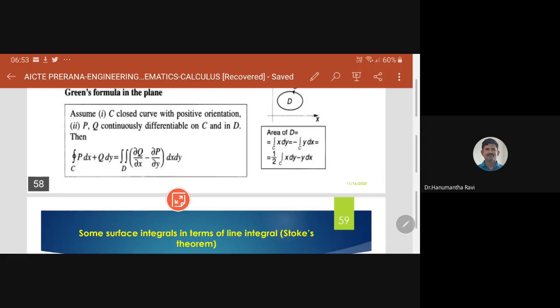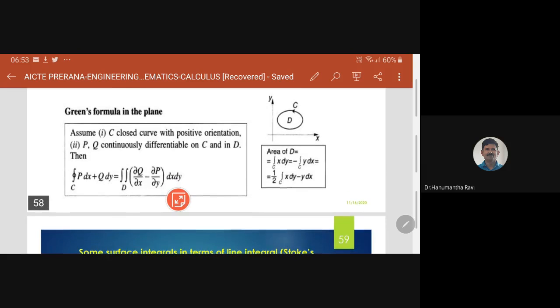So please look here. When you look at Green's theorem, on the left-hand side you have the integral of p dx plus q dy over C. So C means you have a curve there. Then you calculate dou q by dou x minus dou p by dou y, and the region D is the area enclosed by the closed curve C.